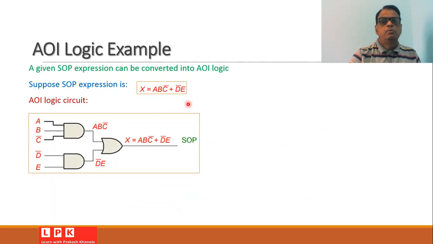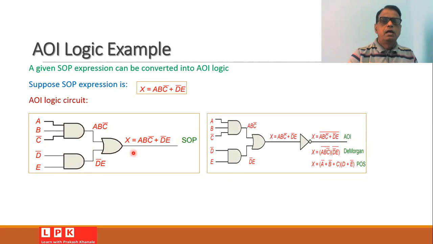As far as this SOP expression is concerned, we can construct the logic circuit by using AND gates and an OR gate. We will require a three-input AND gate, whose inputs will be A, B, C bar, and whose output will be A into B into C bar. The second AND gate will have the inputs D bar and E, and its output will be D bar into E. Then the outputs of both the AND gates are connected to the OR gate so that we can get the output X.